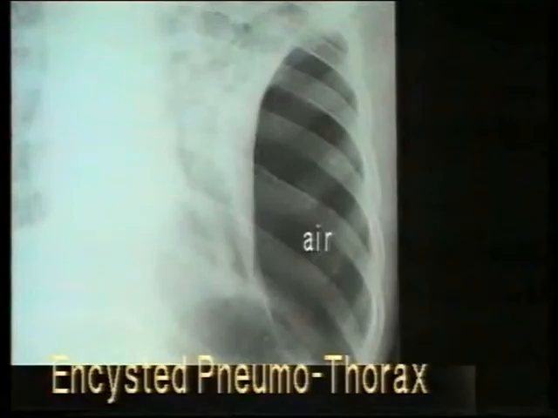If the border of an encysted pneumothorax is very thin, then it is difficult to differentiate it from an emphysematous bulla. A bulla has very thin borders and it does not compress the adjoining lung tissue as seen here.